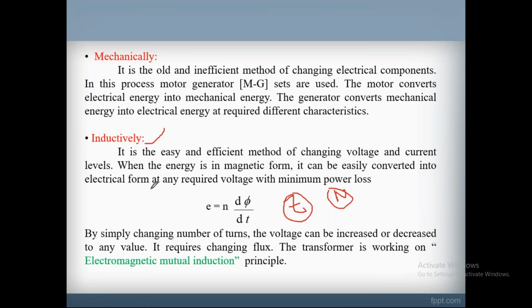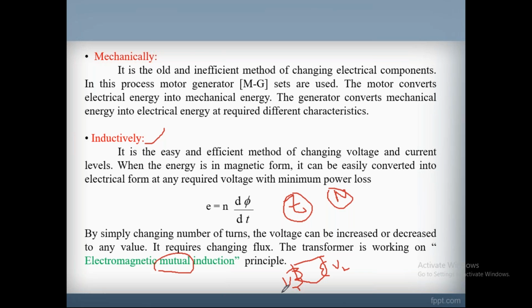Now we can say that the transformer works on Faraday's law of electromagnetic mutual induction. So why is this term added here? In the transformer, the primary is provided here and the secondary is provided here. Now we are applying the voltage V1 in this primary circuit and getting the secondary voltage V2 on the secondary circuit.